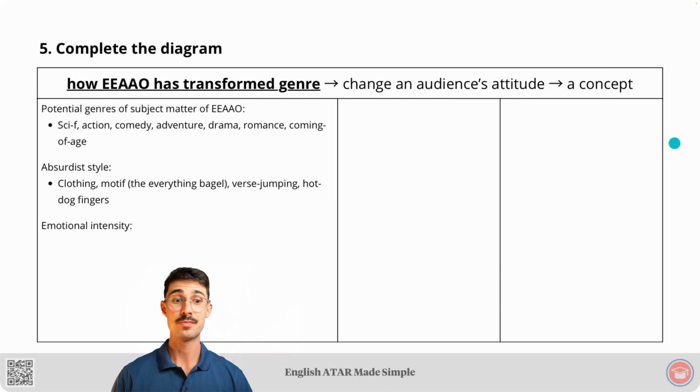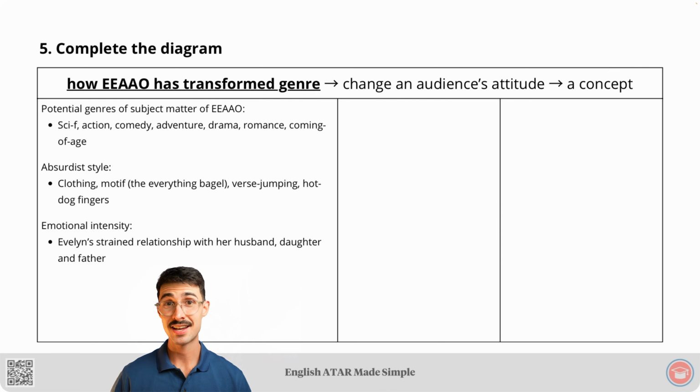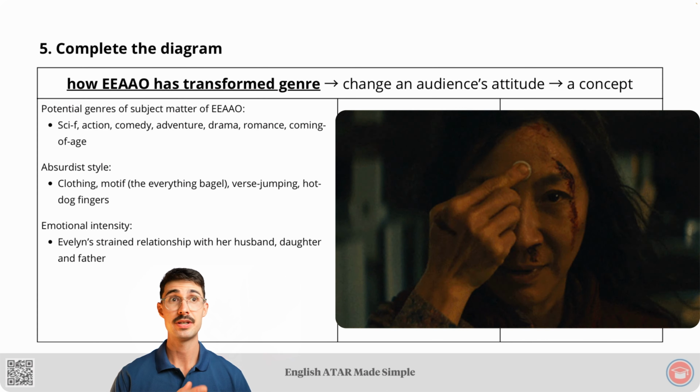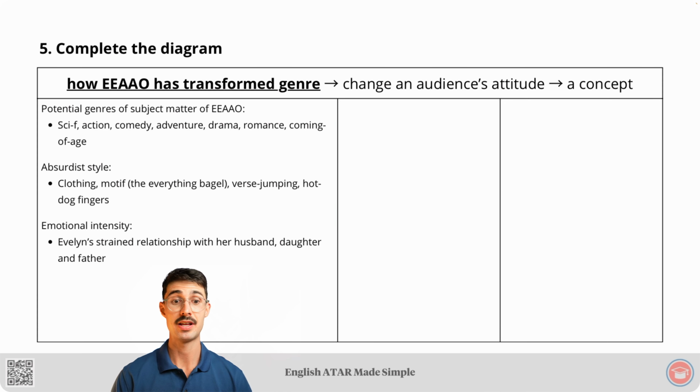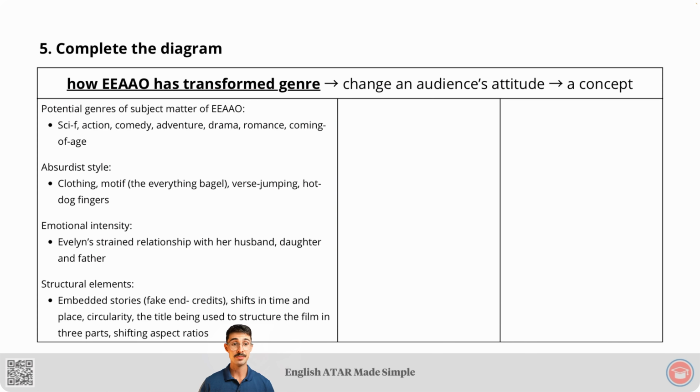It also transforms genre through its emotional intensity, specifically Evelyn, who is the protagonist, and her strained relationship with her daughter, her husband, and her father. Lastly, the movie transforms genre through its structural elements. Specifically, it has embedded stories, such as the use of a fake end credit scene. It uses shifts in time and place, circularity. The title is used to structure the film in 3 different parts, and it has shifting aspect ratios. So that is how Everything Everywhere transforms genre.